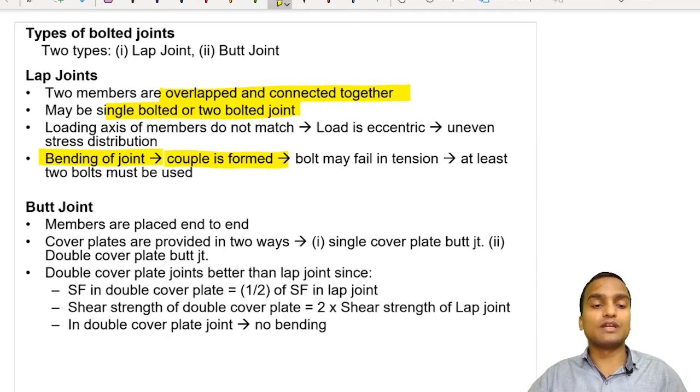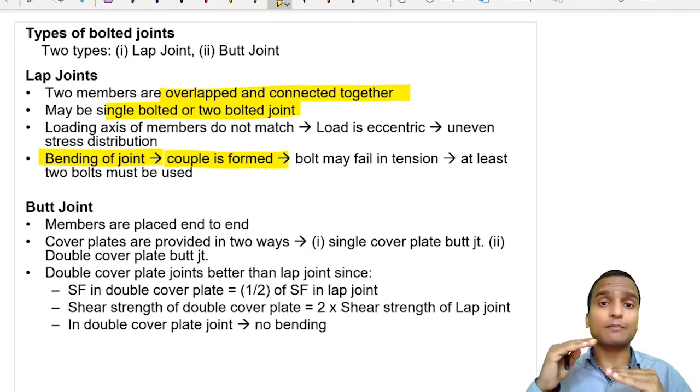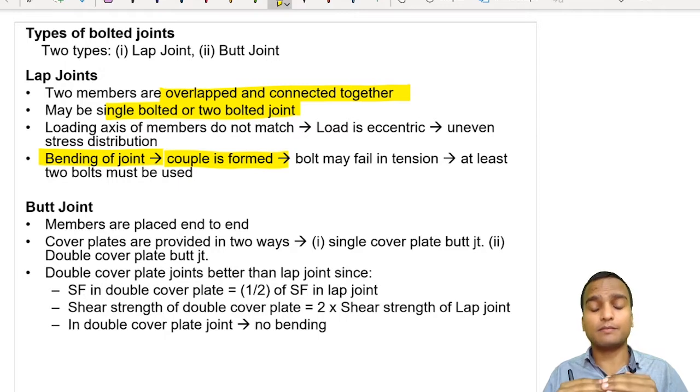Alright. So the next one is the butt joint, and in butt joint there is no problem of development of bending moments because the members are placed end to end, and to join them cover plates are provided in two ways. Either we provide single cover plate butt joint or we do double cover plate butt joint. Alright. So in single cover plate butt joint there is one shear plane. Now what is this shear plane? I will explain you very soon.